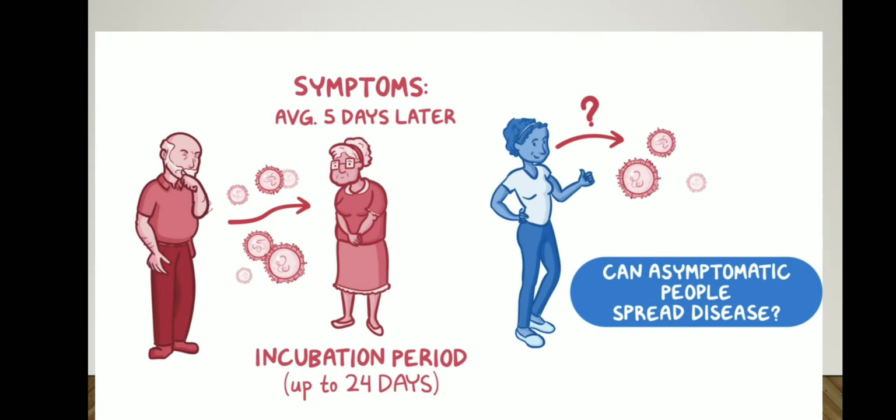So let's talk about the symptoms. Before talking about the symptoms, we have to look at the incubation period. The incubation period may vary from 5 days to 24 days. So a person can be asymptomatic during this period and spread the disease to others.